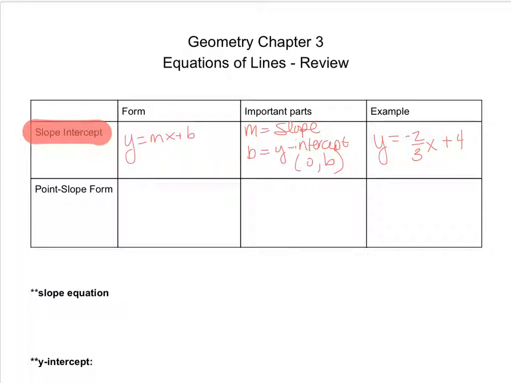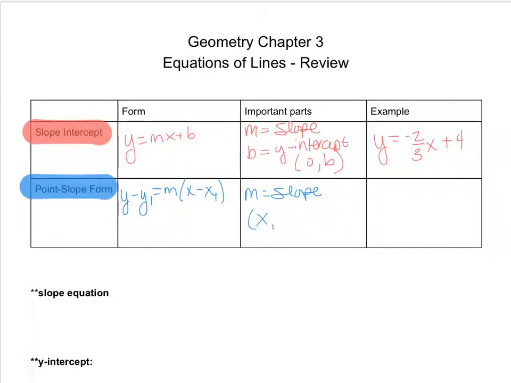The other form that we have is point-slope form, and hopefully this is one you are getting more used to using. That is y minus y1 equals m, my slope, times x minus x1. The important parts for this one are, again, your slope. Anytime we're writing the equation of a line, we need to have our slope. And then we're given an ordered pair, x sub 1, comma y sub 1. So we're going to be given that point and then use it.